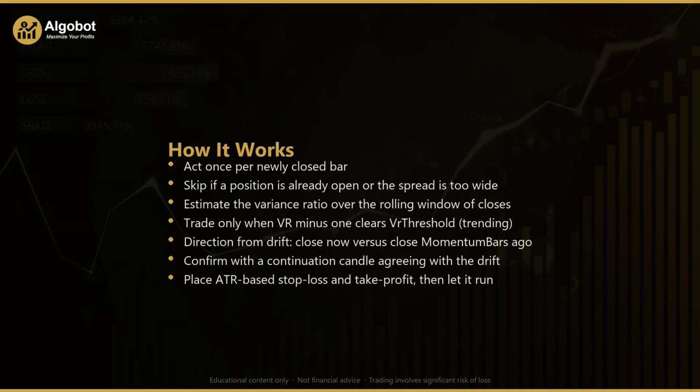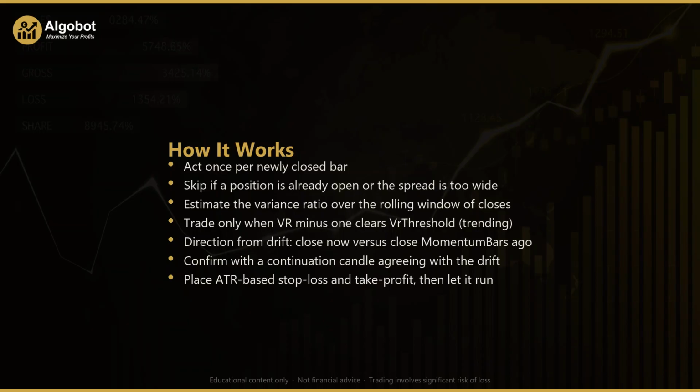Once the regime passes, the EA sets direction from recent drift. It compares the latest close to the close a set number of bars ago, 10 by default. If price is higher now, the drift is up. If lower, the drift is down. Then comes a confirmation step.